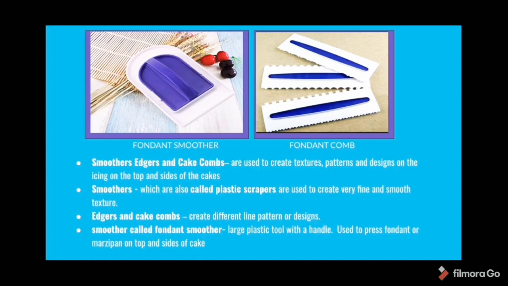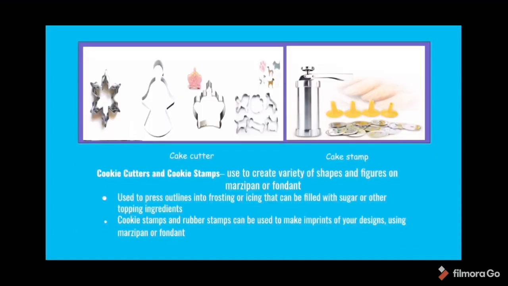Lastly, we have the smoother called fondant smoother. It's a large plastic tool with a handle used to press fondant or marzipan on top and sides of the cake. We have the cookie cutter and the cake stamp. Cookie cutter and cake and cookie stamp are used to create a variety of shapes and figures on marzipan or fondant. It is used to press outlines into frosting or icing that can be filled with sugar or other topping ingredients. Cookie stamps are rubber stamps that can be used to make imprints of your design using marzipan or fondant.